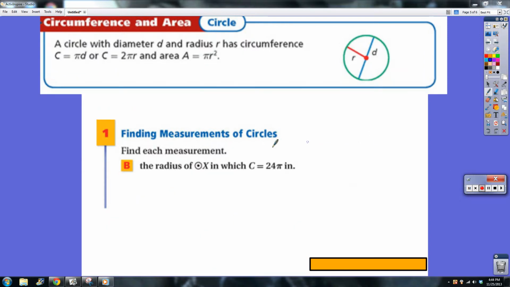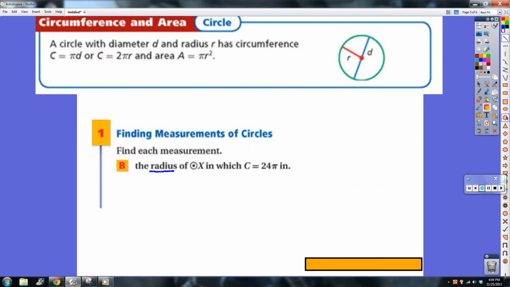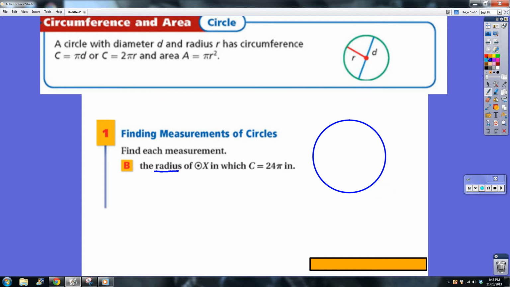Let's take a look at another example. Again, we want to find each measurement. We want to find the radius. We want to find the radius of circle X. Do we see circle X over here? I don't. So let's all take time now and draw circle X. Take a moment and draw circle X. Should look something like that.